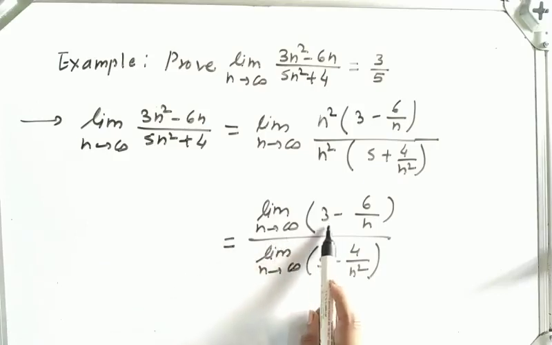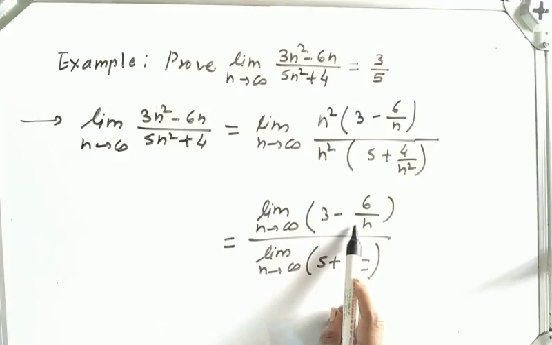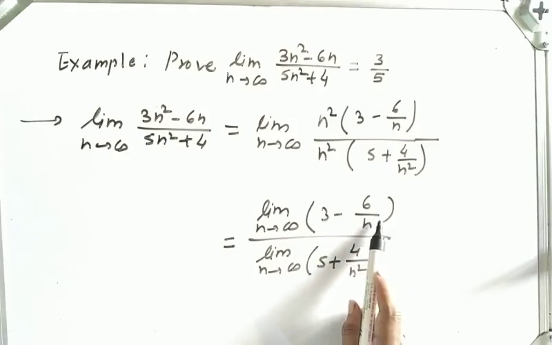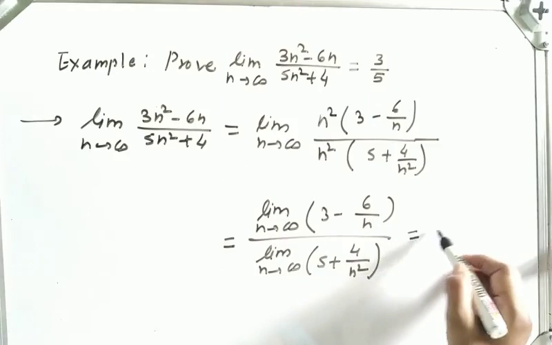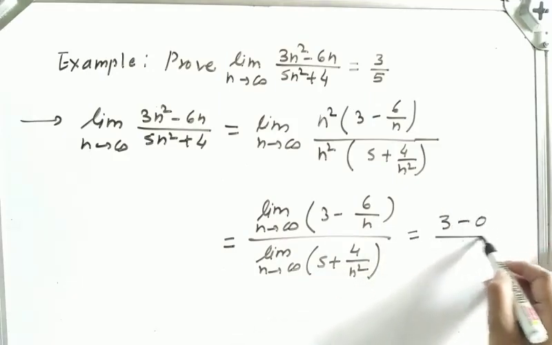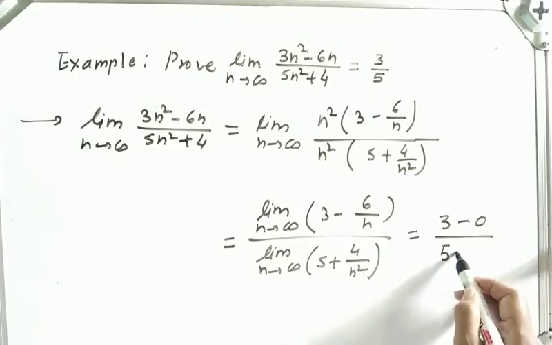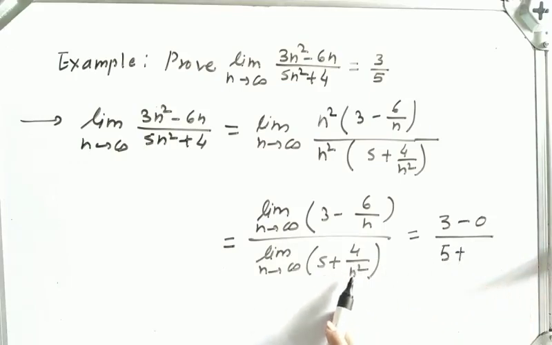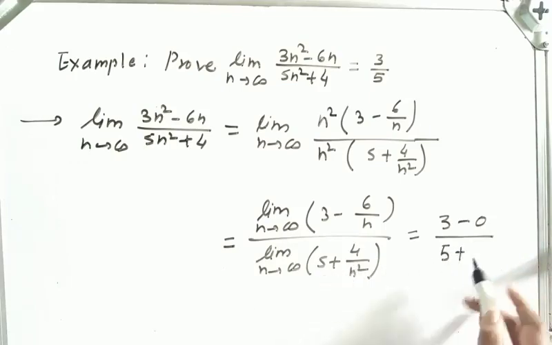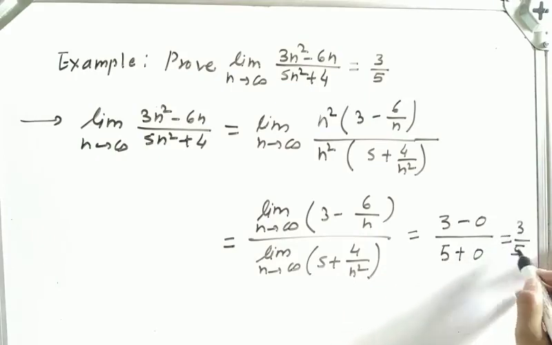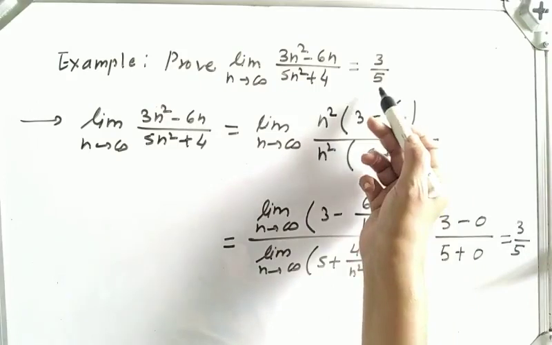Applying the limit to 3, it will be 3. Applying the limit to 6, it will be 6. Applying the limit to 1 upon n as n tends to infinity, it will be 0. So 6 into 0 is 0. So here we get 3 minus 0 upon, applying the limit to 5, it is constant, we get 5, plus, applying the limit to 4 upon n square as n tends to infinity, it is 0. So we get the answer 3 upon 5, which we wanted to prove.